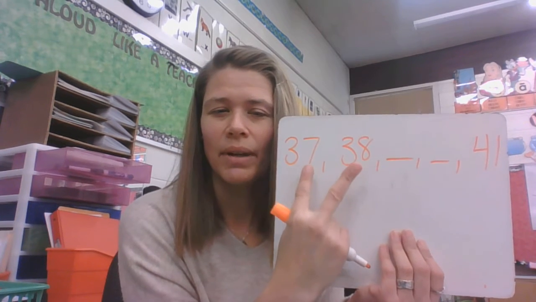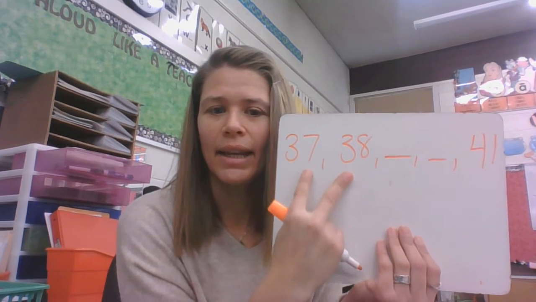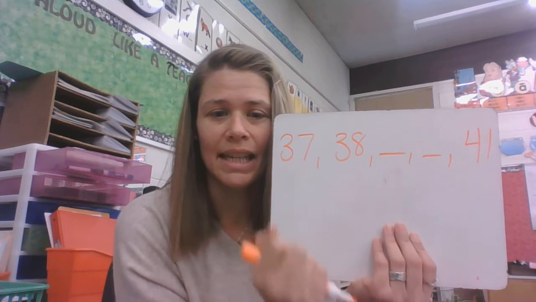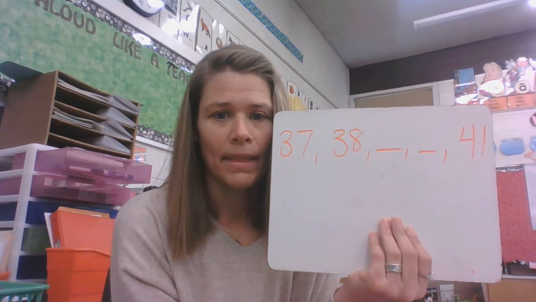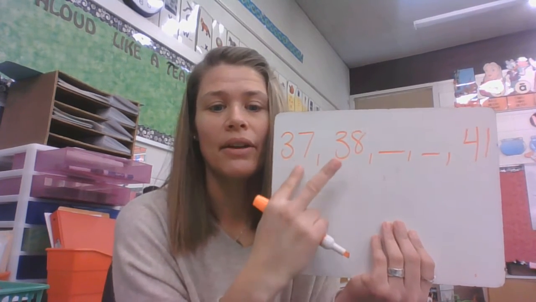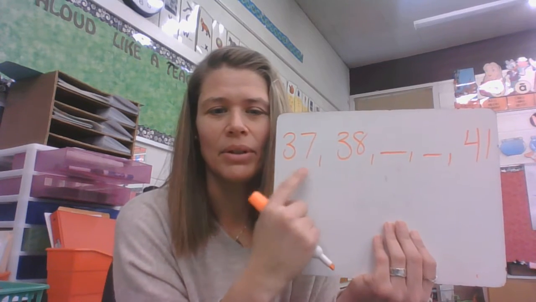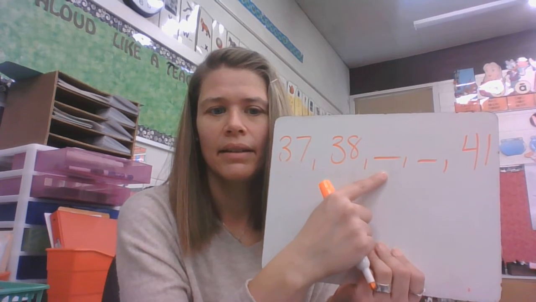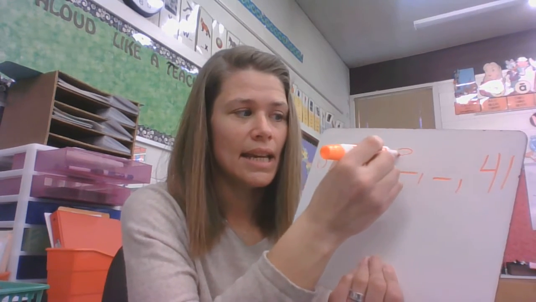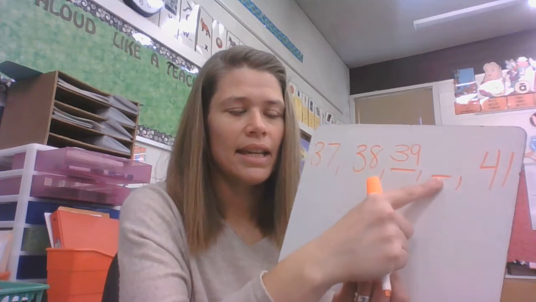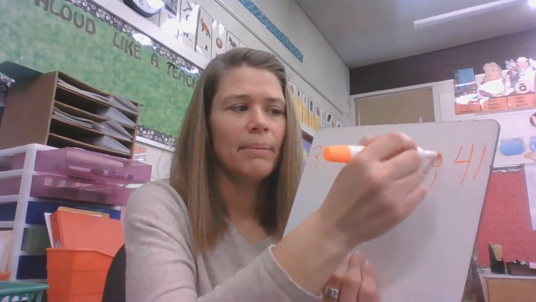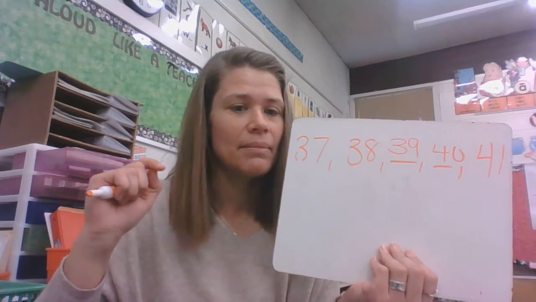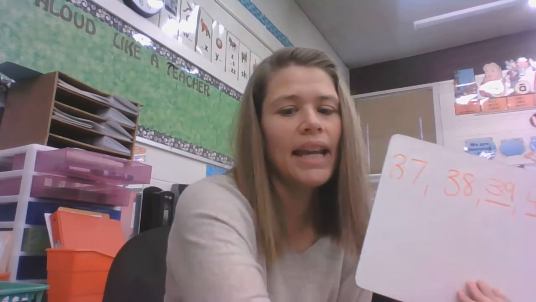Okay, second question. When I go from 37 to 38, is that how I count? Am I counting in order or am I skipping something? This time I'm counting in order. When I go from 37 to 38, I'm not skipping any numbers. It's counting in order. So 37, 38, what's going to come next? 39, and then 40. Counting up, and I am not skipping any numbers. Okay, next up, let's try this one.